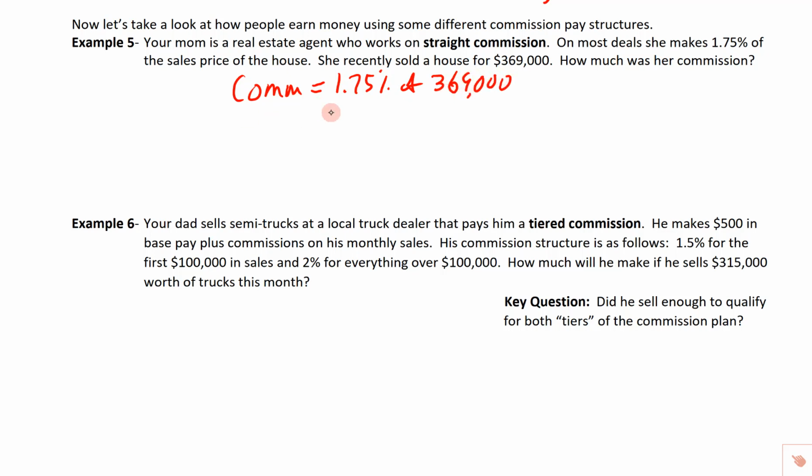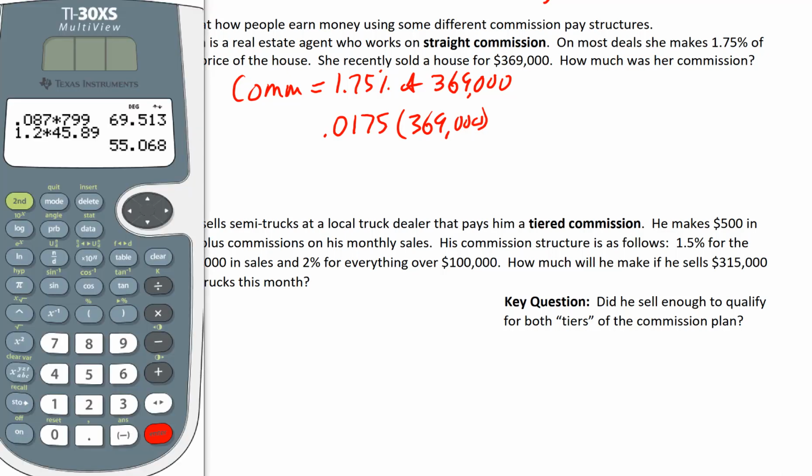Well, you can see that we've kind of already got an equation set up here. Her commission is going to be equal to, let's move this over, 0.0175 of means times 369,000, put the commas in there, and we'll pull up the calculator. So if we do 0.0175, whoops, got to clear that off, 0.0175. Again, moving the decimal over two places, you can see the 1.75%. And then we're going to times that by 369,000. All right, we'll hit enter.